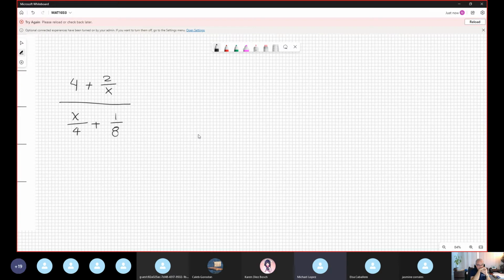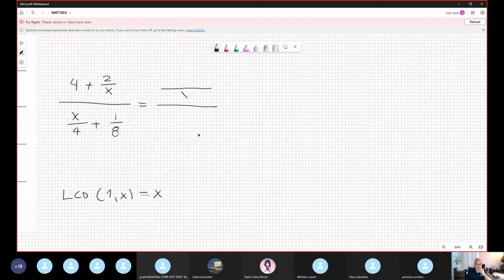You have to find the lowest common denominator between 1 and x. Excellent. And what is that, mister? I believe it's 1. No. The least common denominator between 1 and x is x, because 1 is invisible. 1 is a factor that is here, but I don't see it, so it's not important. The important one is x.